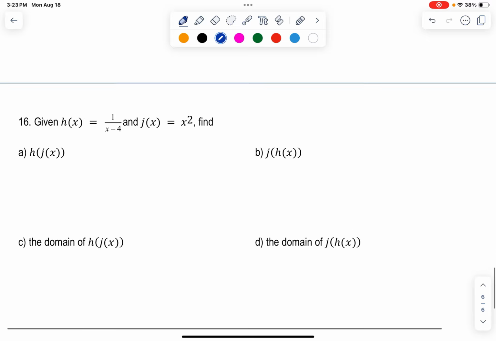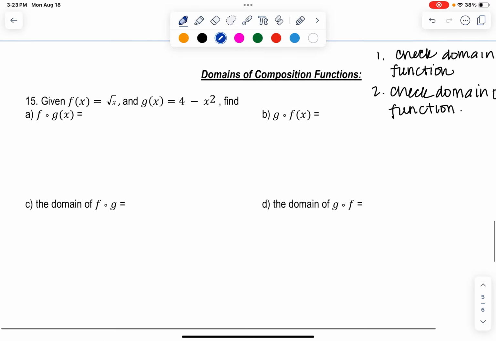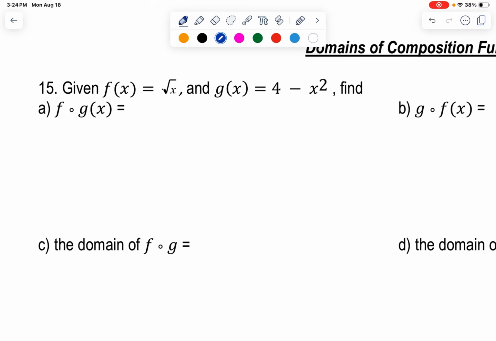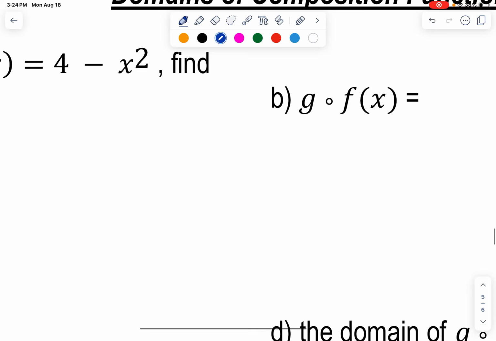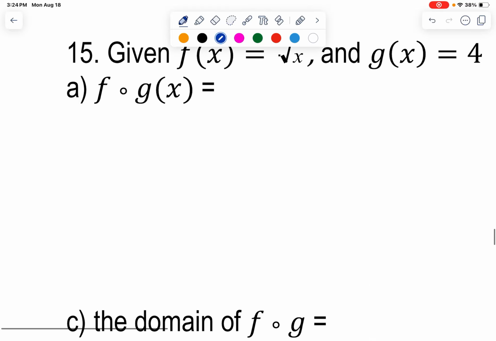we have 2 more sections left, but they have the same idea as of directions. It's find the composition and then find the domain of that composition, okay? Since it's the domain of a composition, we do have some rules to follow, which I've written down, but let's first worry about finding f of g of x and g of f of x, and then I'll say what those rules are when we get to actually finding the domain.